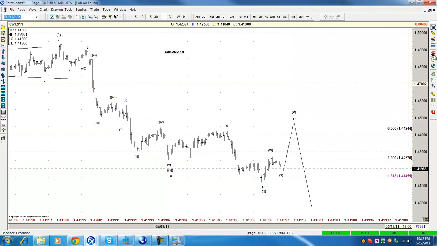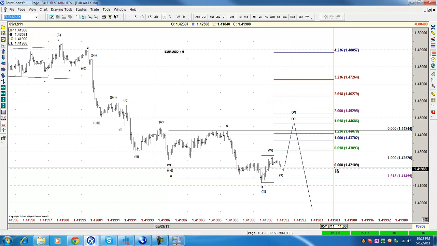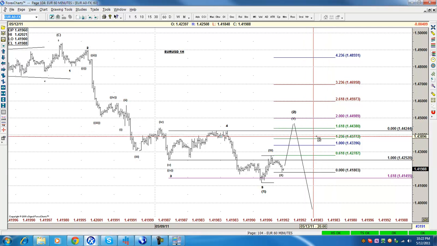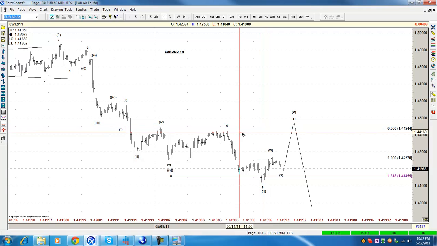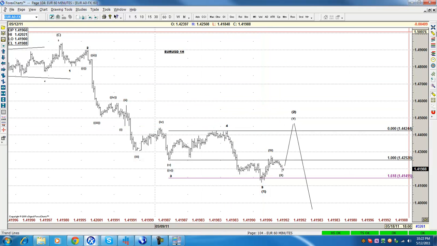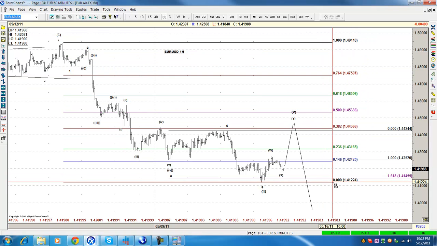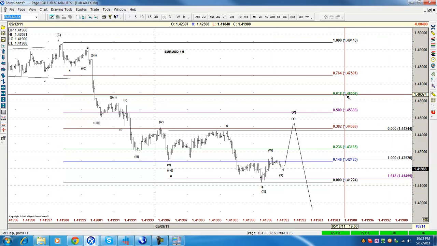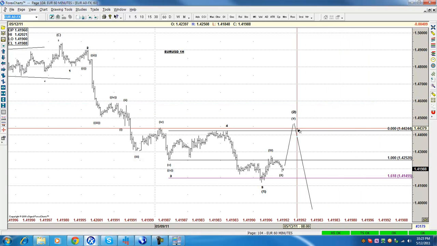Now if this count is correct and this is already wave 2, then we should get a trade to around 144.38, which is the previous wave 4, to be the last, to be all we're going to get into wave 2. That goes also with the 38.2% of the whole move. That's most times what happens in this move, guys. Be aware of that scenario.